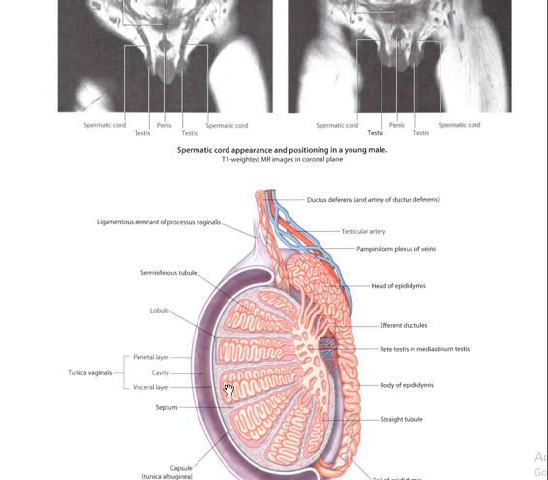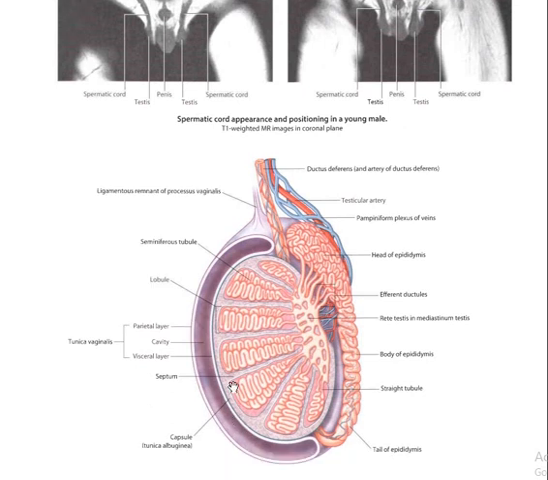Here you are going to have the capsule of the tunica albuginea. This is the tunica albuginea here. So the capsule at this location is going to be tunica albuginea, and it's going to give different septa which separate the testes into different lobules, which contain the seminiferous tubules here. At this portion here, we are going to have the rete testis.